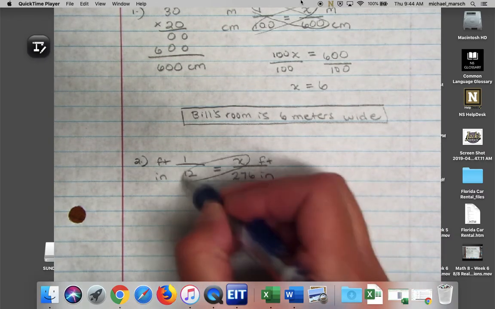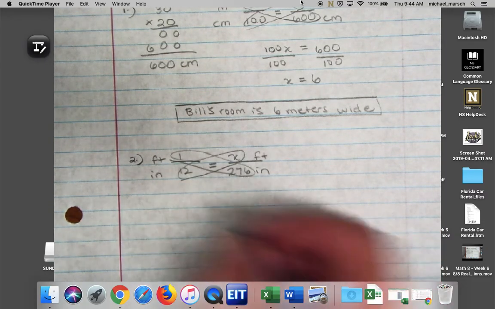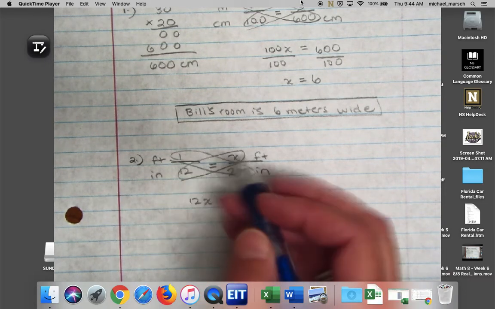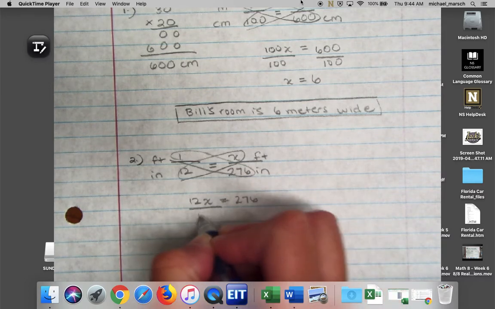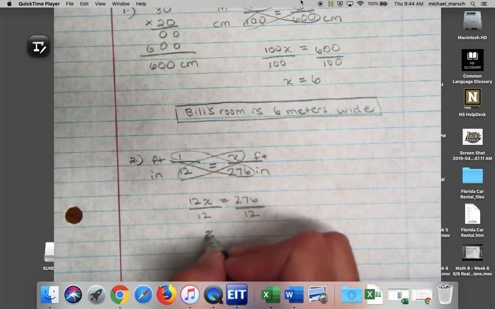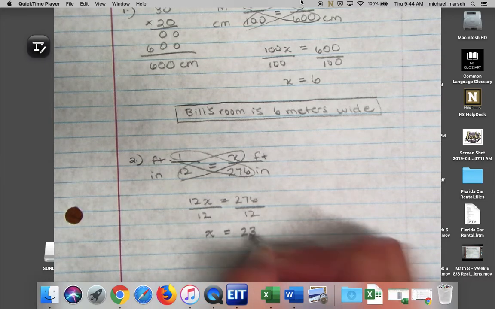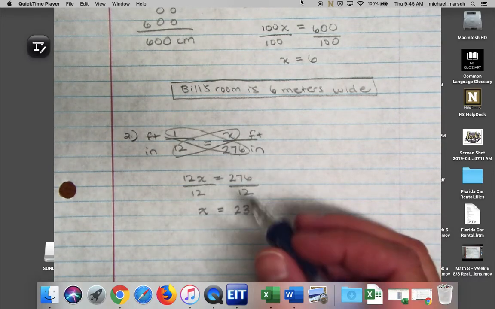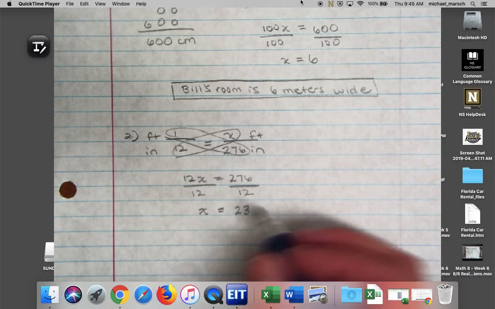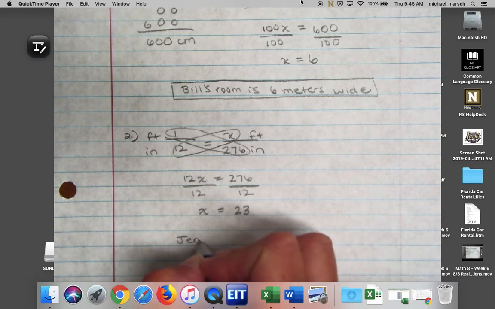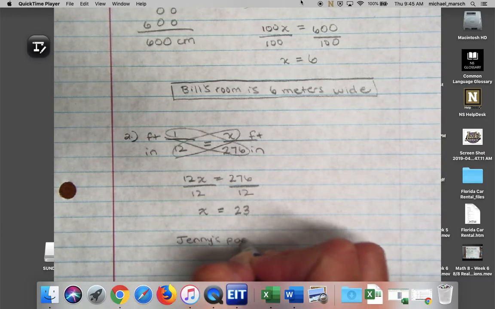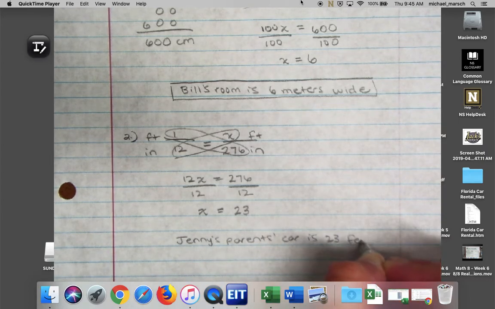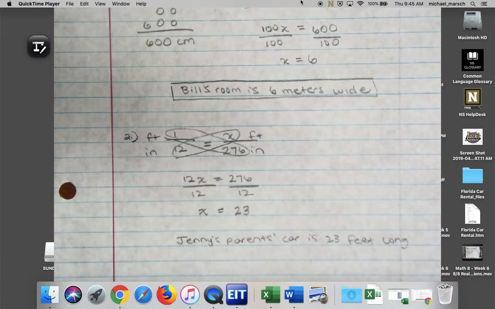We're going to do our loop-de-loops. 12 times x is 12x. 276 times 1 equals 276. So if I divide by 12, x ends up being 23. And then what does that actually mean? That means that her parents' car is 23 feet long. So Jenny's parents' car is 23 feet long. And that would be our answer there.